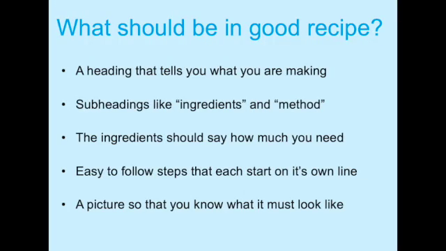So let's sum up what we learned in the lesson today. So what should be in a good recipe? There should be 5 things. A heading that tells you what you are making. Subheadings like ingredients and method. The ingredients should say how much you need. Easy to follow steps that each start on its own line. And finally, a picture so that you know what it must look like.